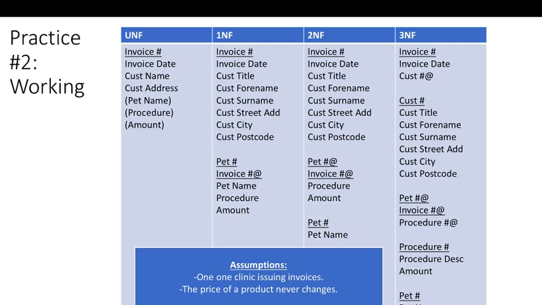So we start off in unnormalized form. All of this will go on Queen's Online. I'll put the answers up in that version. We have an invoice number, a date, customer name, customer address, and then we have a repeating set of fields with a pet name, a procedure, and an amount.